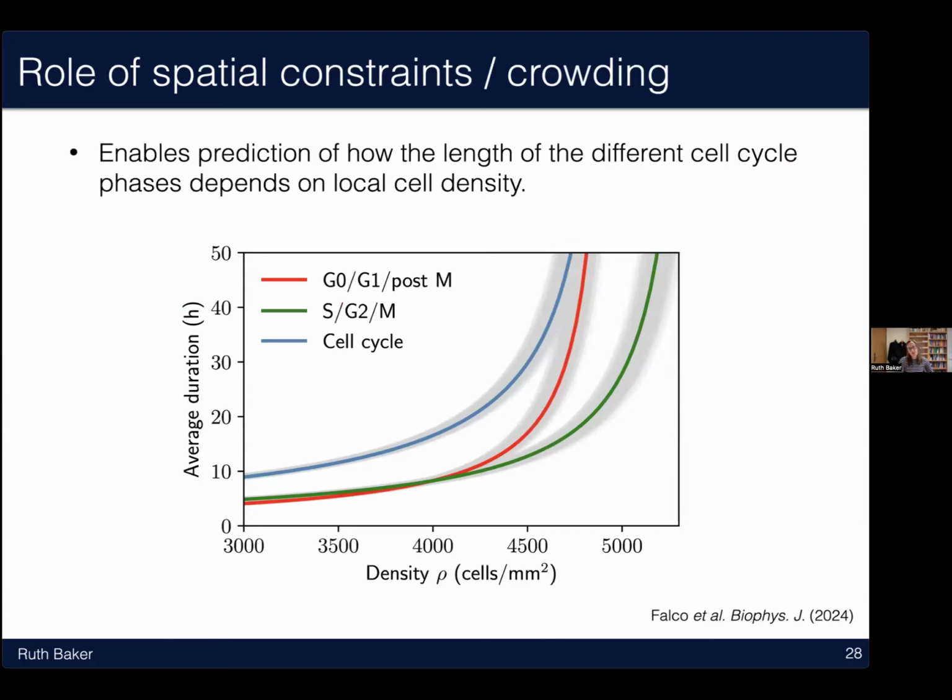One of the things that you can do with those posterior distributions is predict how the length of these different cell cycle phases depends on the local cell density. The green and the red just give you predictions based on the posterior maximum, and the gray just gives you the range of predictions you might see based on the posterior distribution. And you can see again here that this first checkpoint is a stronger checkpoint than the second checkpoint. And that allows you, if you combine all of this, to think about how the total cell cycle length depends on the local cell density, and this is a quantitative prediction.